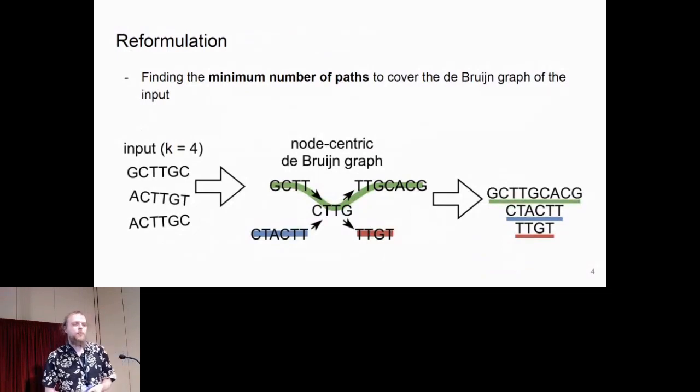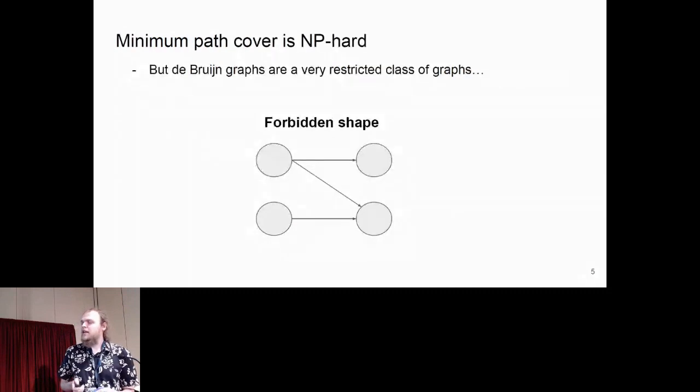So the first step is to reformulate the problem. We go into the language of graphs. The minimum SPSS corresponds to the minimum path cover of your de Bruijn graph. And this is still an NP-hard problem. Minimum path cover is NP-hard in general graphs, but here we have a specific special case. In de Bruijn graphs, you cannot have any shape. For example, you cannot have this subgraph in the graph. If this was a node-centric de Bruijn graph, you would have to have an edge from the bottom left to the top right. Otherwise, it's not valid. So you see the topology is restricted, which allows us to have a polynomial time algorithm.